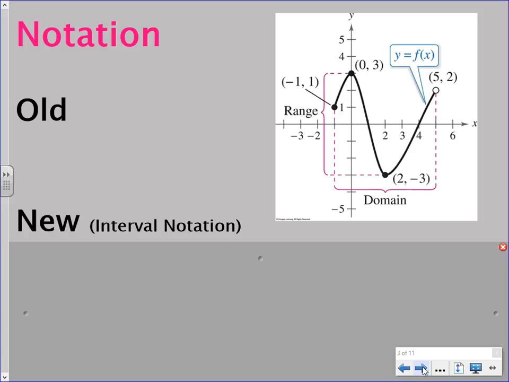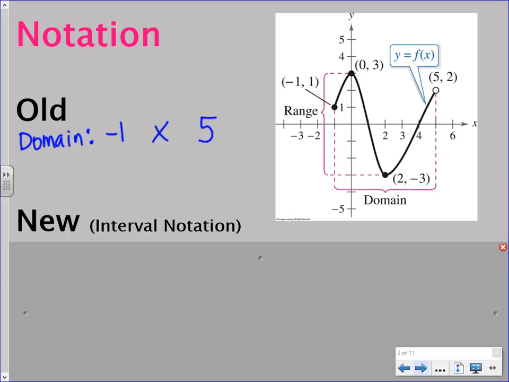So let's talk about the domain. The domain. Okay? So we're describing our x values. Okay? So do we have x values everywhere? No. Okay? Jackson, where do they begin? Okay, they begin at -1, and they stop where? At 5. Okay.